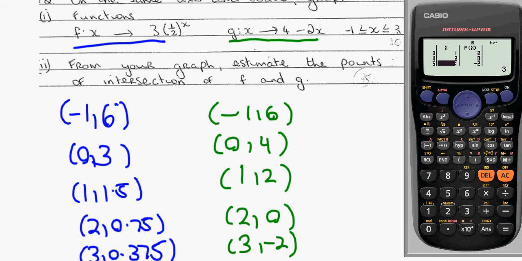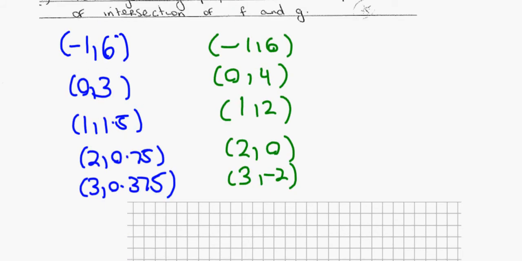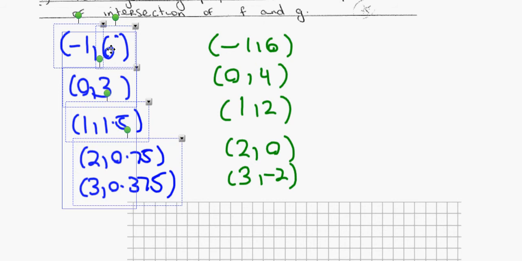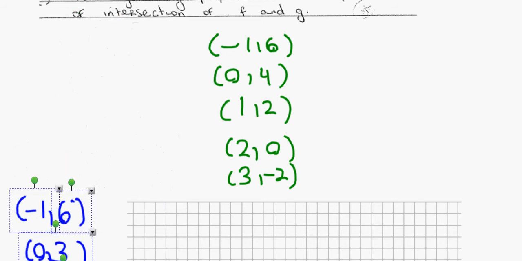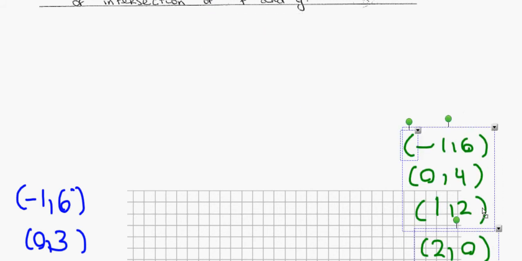Okay, now that we have all the points written out, what we need to do is draw the two of these, okay? So in order to draw the two of these, we just need to pick a suitable scale for both of them. So the blues can go down this side, and the greens can go down the other side, so we can see both points at the same time.